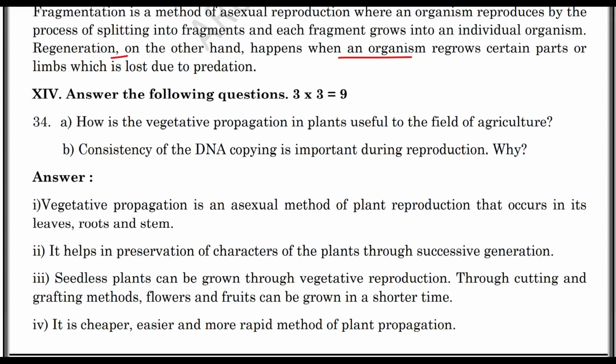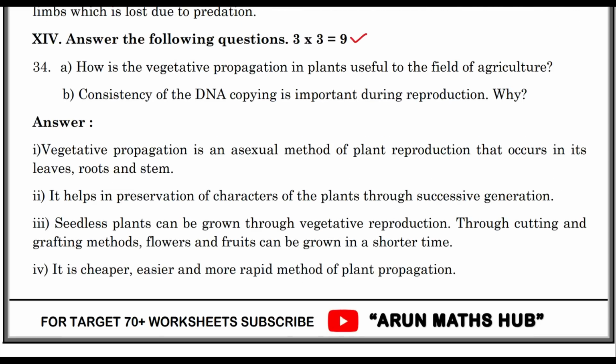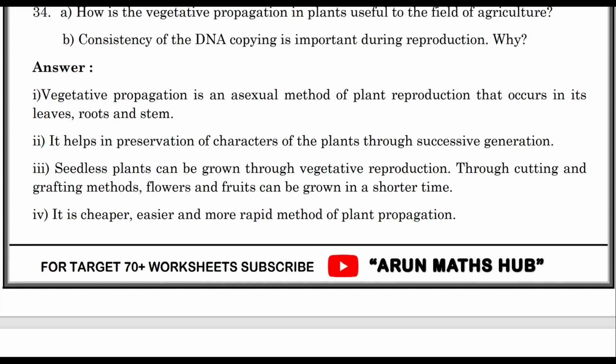Next question, answer the following. Three more questions. How is vegetative propagation in plants useful to the field of agriculture? Next, why is consistency of DNA copying important to reproduction? Vegetative reproduction is an asexual method of plant reproduction that occurs in leaves, roots, or stem.